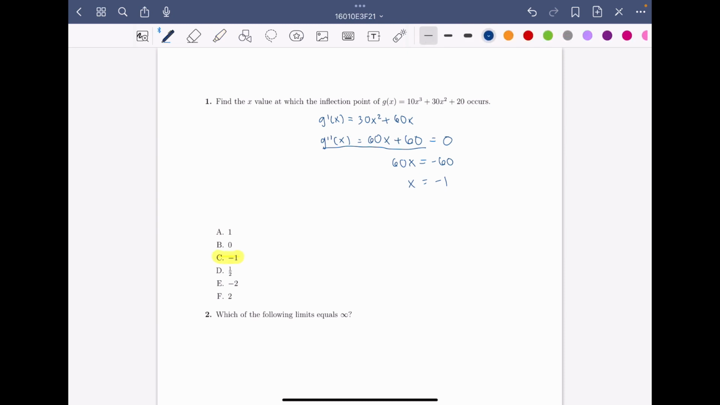As a reminder, an inflection point is graphically where the function would change from positive, or concave up, to concave down, or vice versa. On the second derivative graph, it's when it crosses the x-axis.